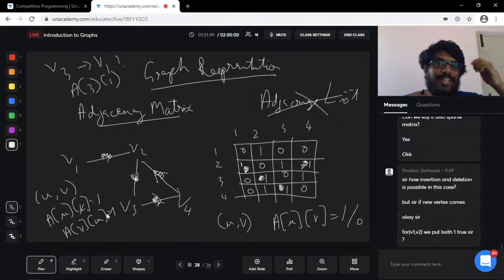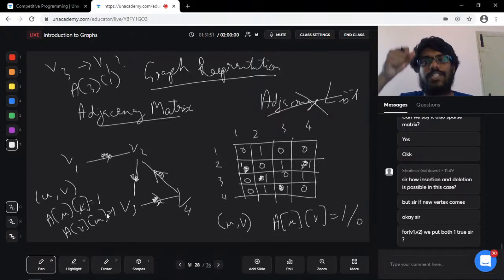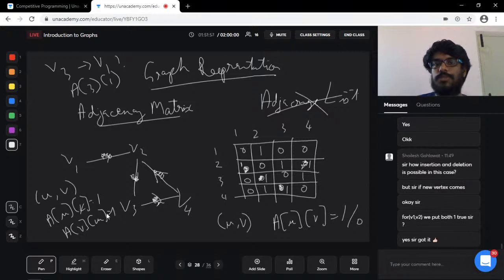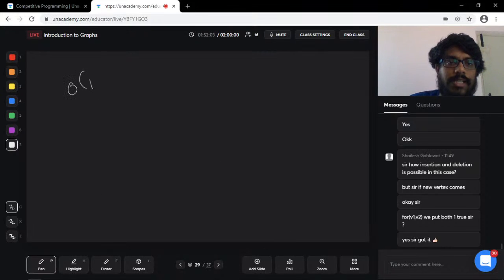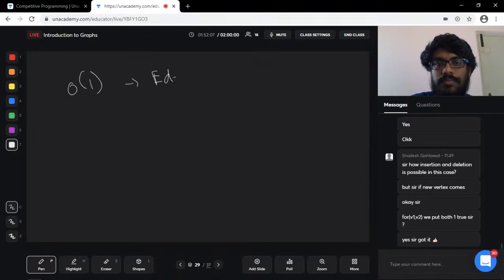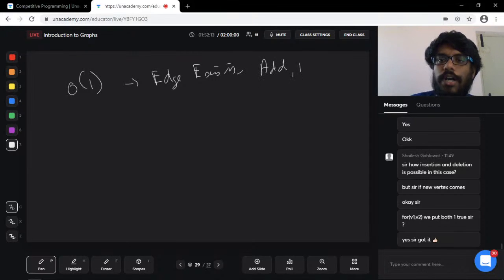If there's an edge from u to v, there's also an edge from v to u, because it's an undirected edge in an undirected graph. So this is basically an adjacency matrix. What is nice about this? In constant time, you can know whether an edge exists or not, or you can also add an edge or delete an edge, everything.